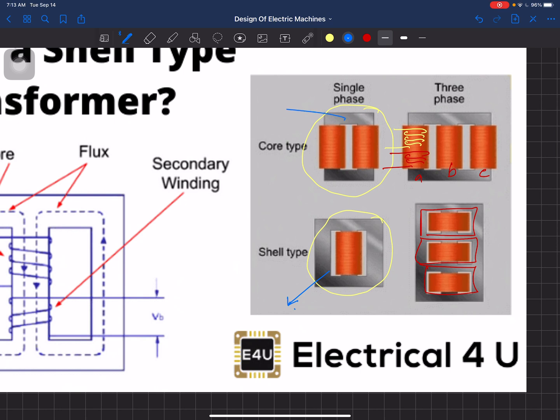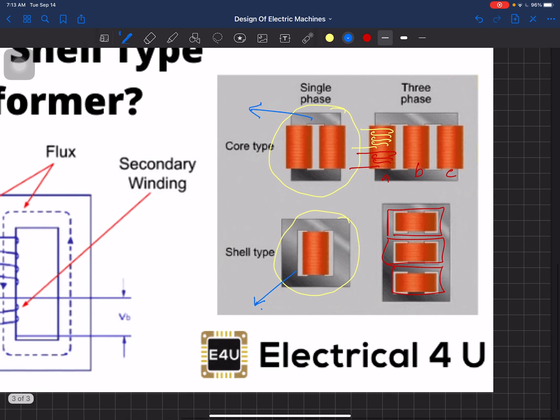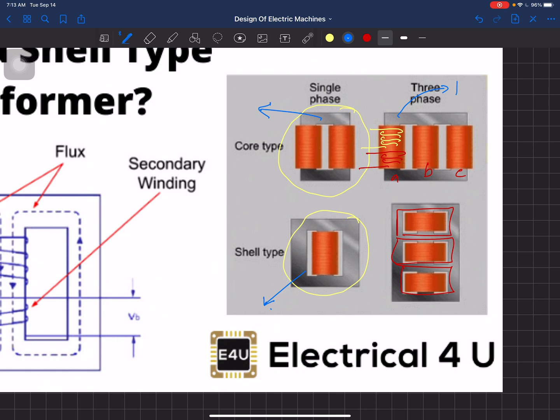Core type single phase transformers are used wherever the load is not that much. And this 3-phase core type transformer is the distribution transformer around you, or even outside our department, outside your home or outside the factory. The 3-phase core type transformer is the normal transformer used for distribution.